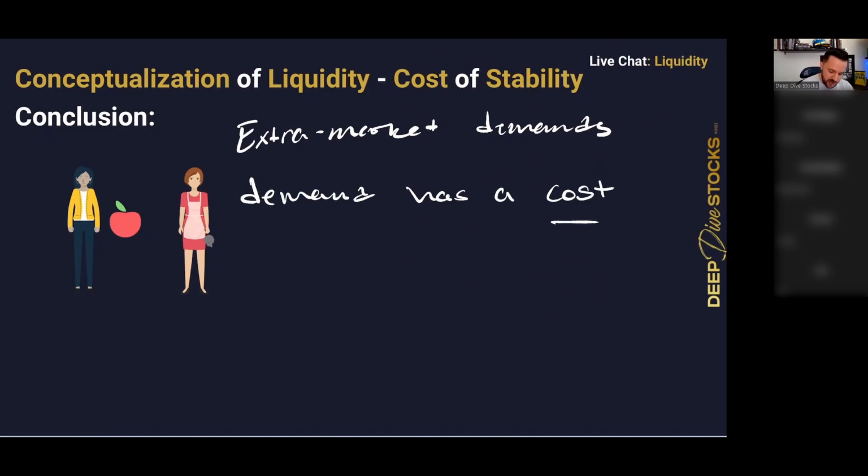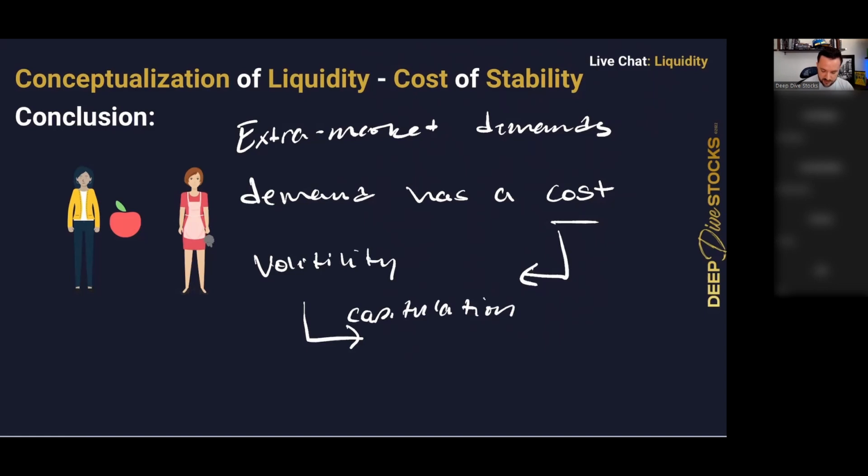And this cost can cause, not only the initial kind of hesitance to transact, maybe initially that party doesn't fully recognize the cost of that demand, so volatility increases. And eventually that capitulation of the party with the demand can cause large movements in price.